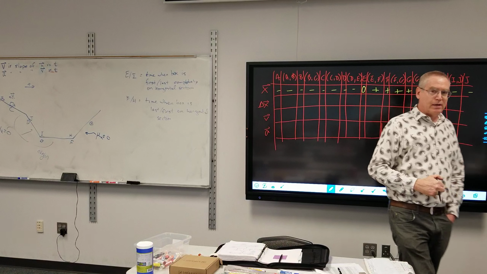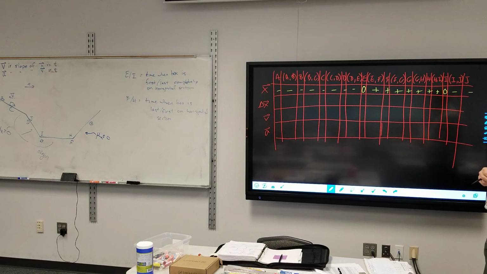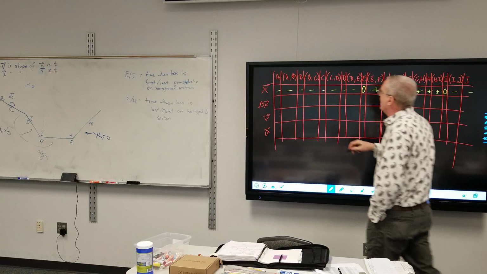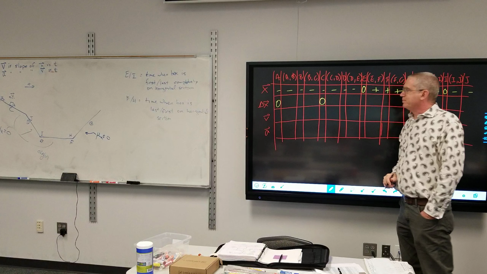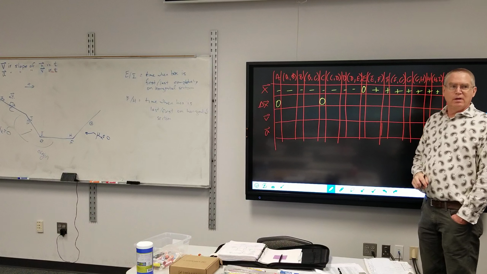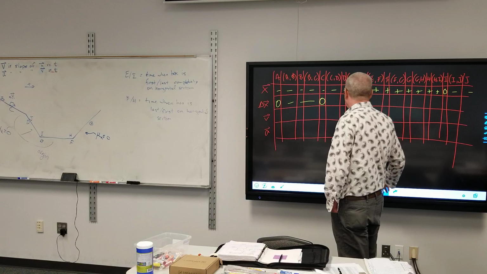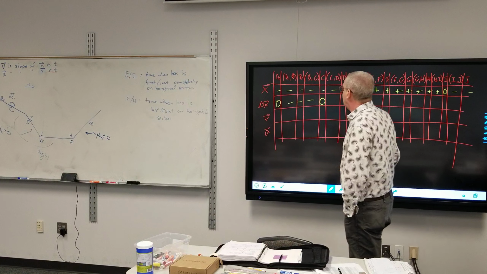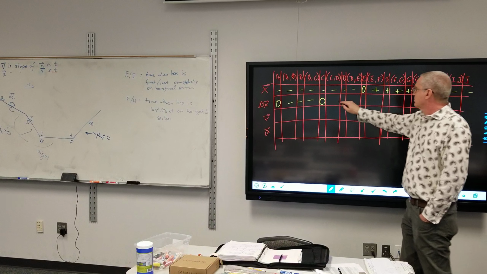All right, displacement. Zero at A and C. What else in between? Negative. Negative, because it starts out going to the left. And then after it passes time C, positive.